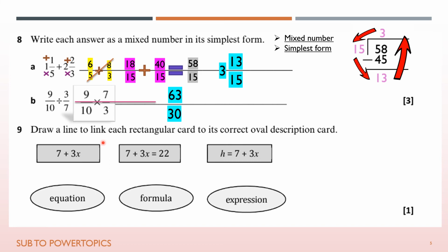We have to draw a line to link each rectangular card to its correct oval description card. 7 plus 3x is just an expression, it is not an equation or a formula. 7 plus 3x equals 22. So this is an equation. H equals 7 plus 3x. It is showing what we have to do to find the value of something, so therefore it is a formula.